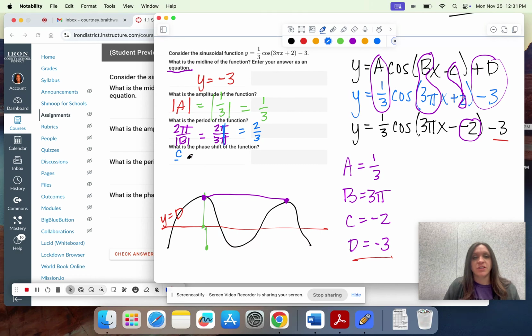And then the phase shift is c over b. And the phase shift is how the graph goes right or left. So we take c, which is -2, and b, which is 3 pi. And that can't be simplified. We're just going to leave it.